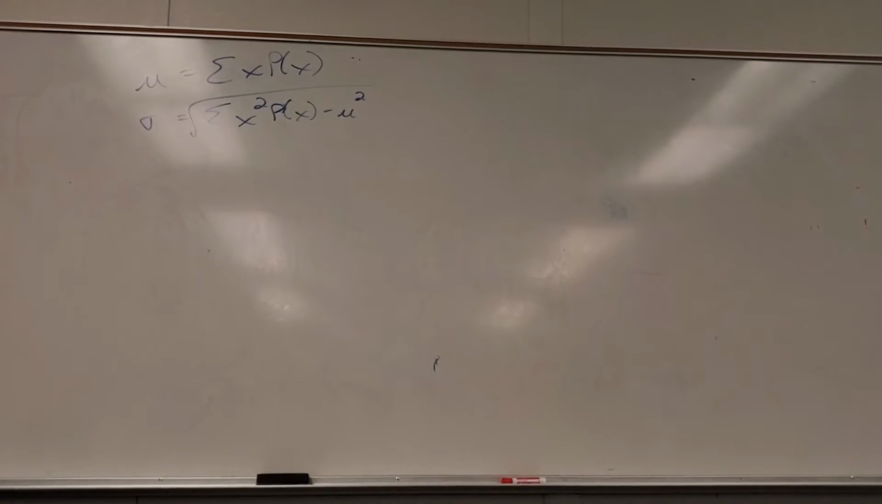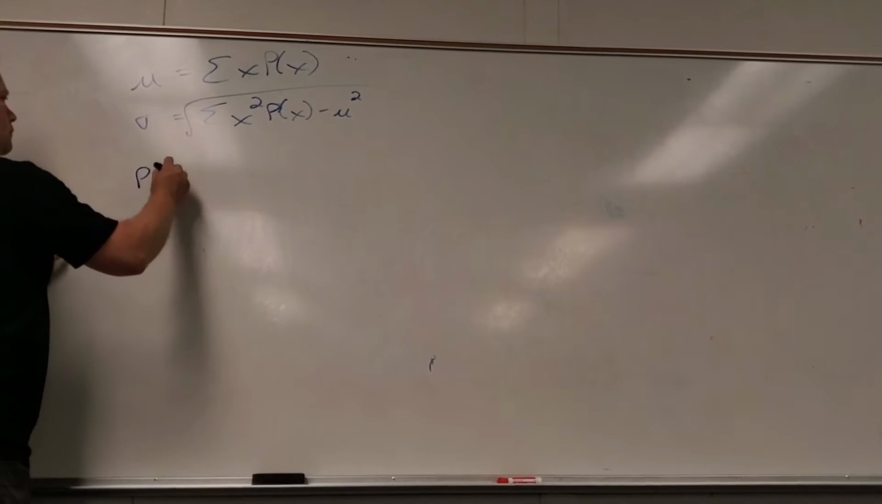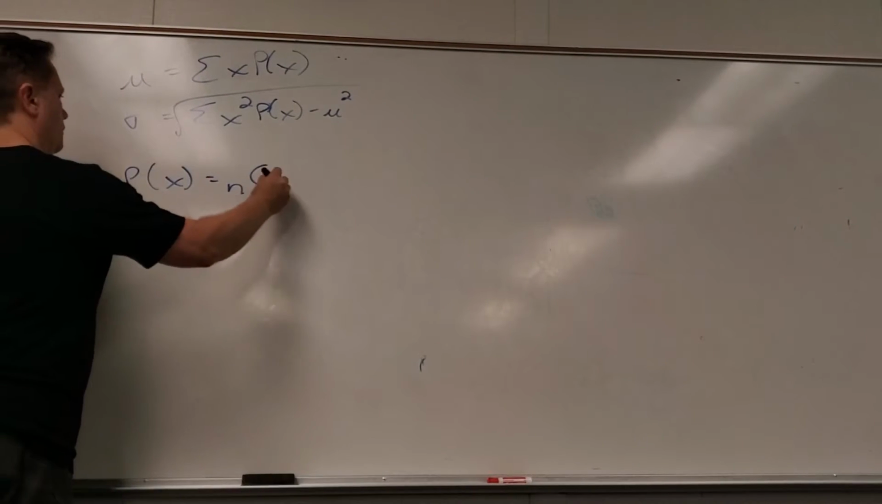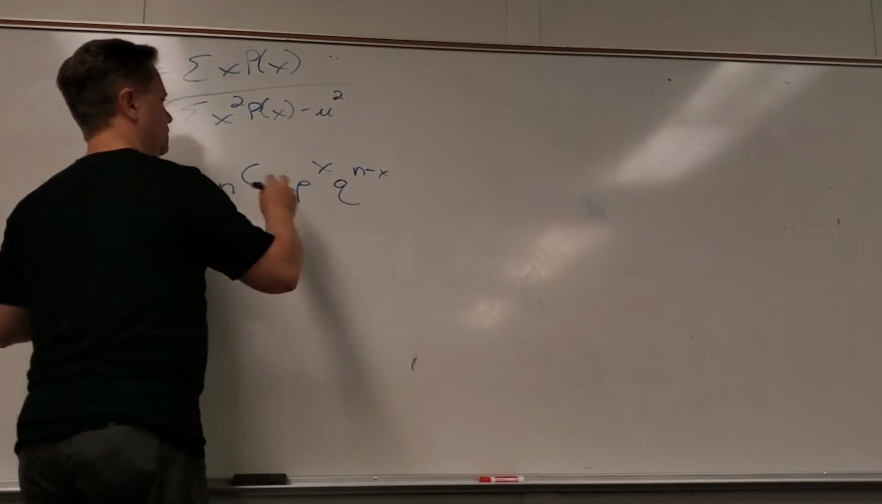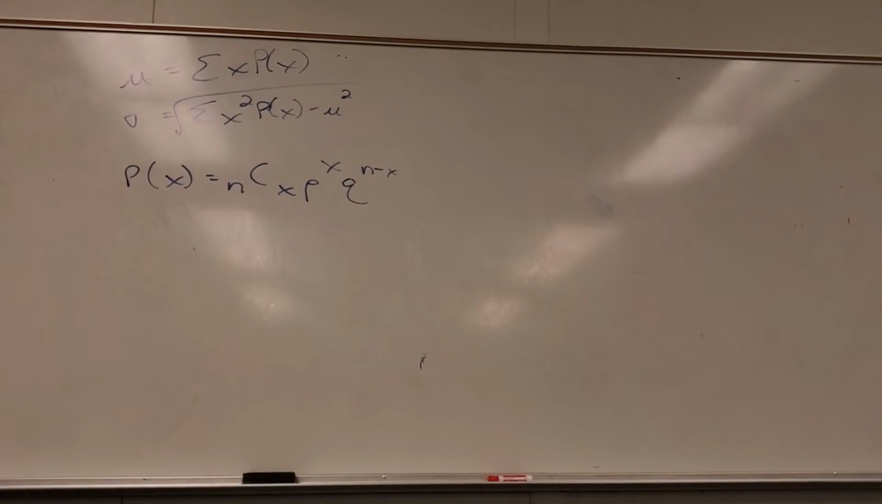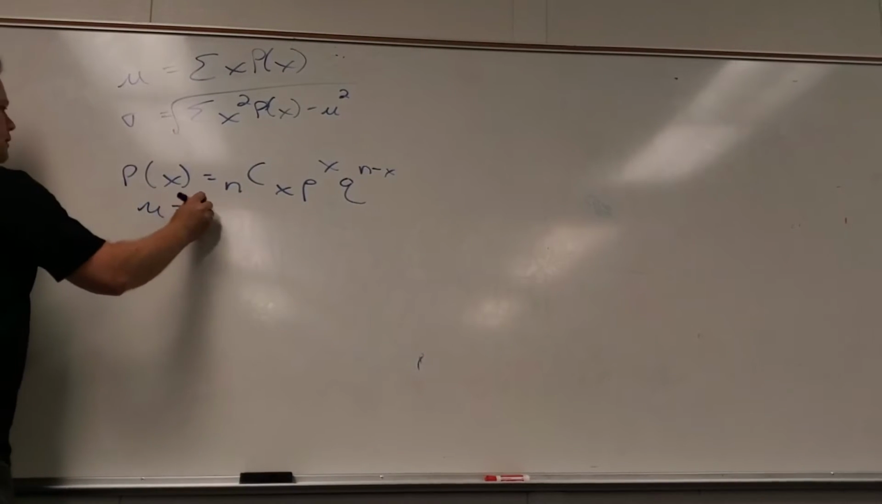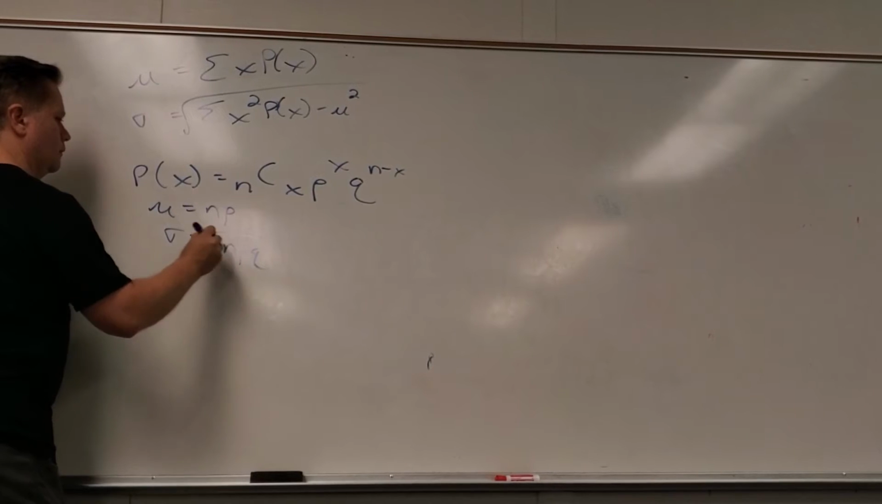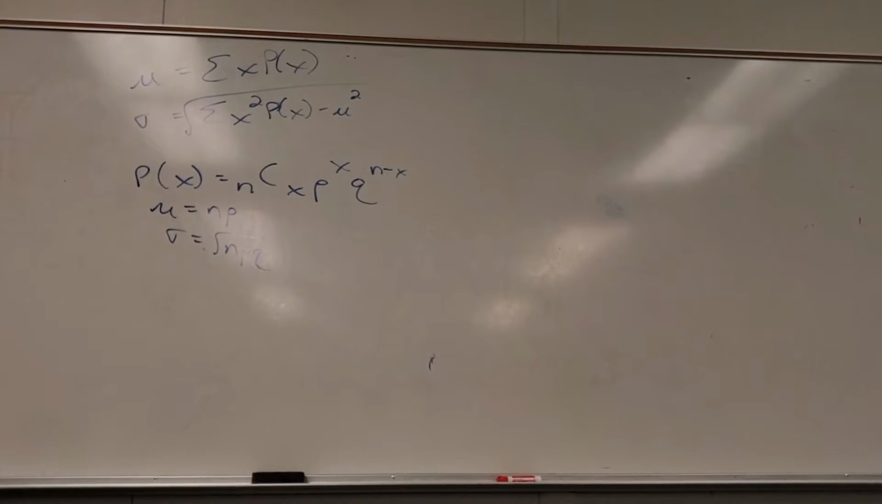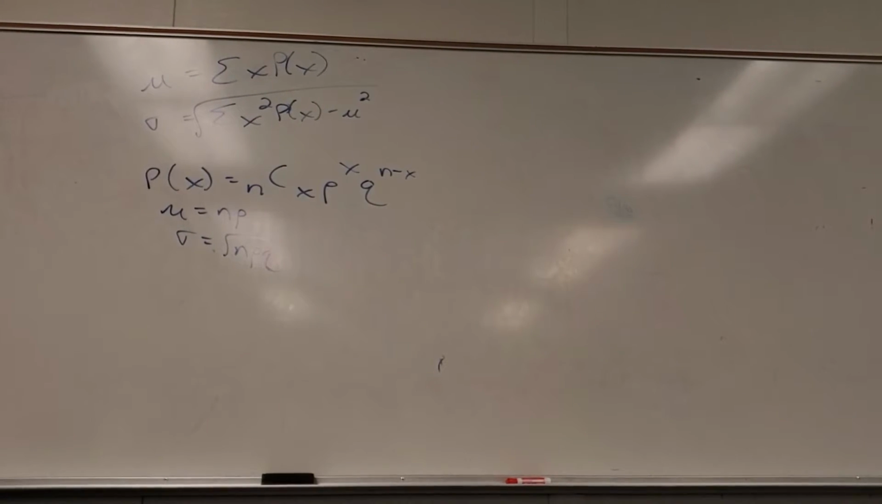Then we got into binomial stuff. Remember this one? And then its mean and variation. That's all chapter 4.